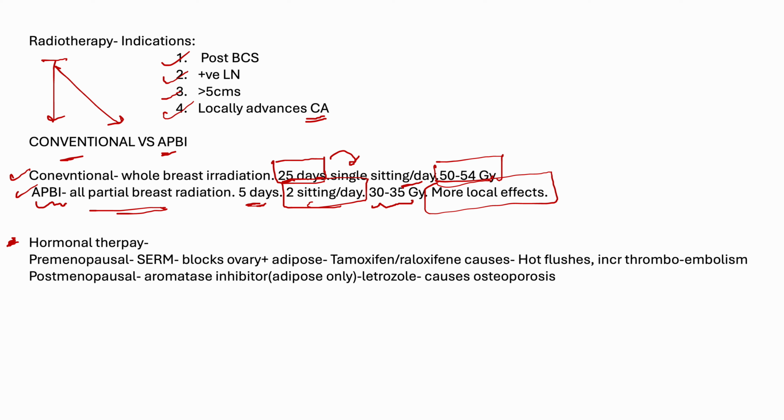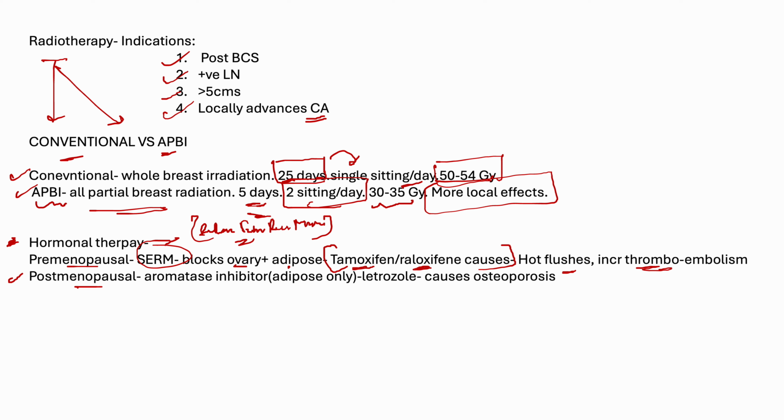Coming to hormonal therapy, depending on whether the patient is premenopausal or postmenopausal, we give the hormonal agents. If it is premenopausal, then you have to remember that we need to block both the ovary and adipose tissue in order to reduce the estrogen. If we need to block both ovary and adipose, we use SERM. What does SERM stand for? Selective estrogen receptor modulator. Examples of this are tamoxifen or raloxifene. If we use this, then it can cause a plethora of symptoms similar to those of menopause, like hot flushes, and we have seen that there is an increased risk of thromboembolism in these patients.